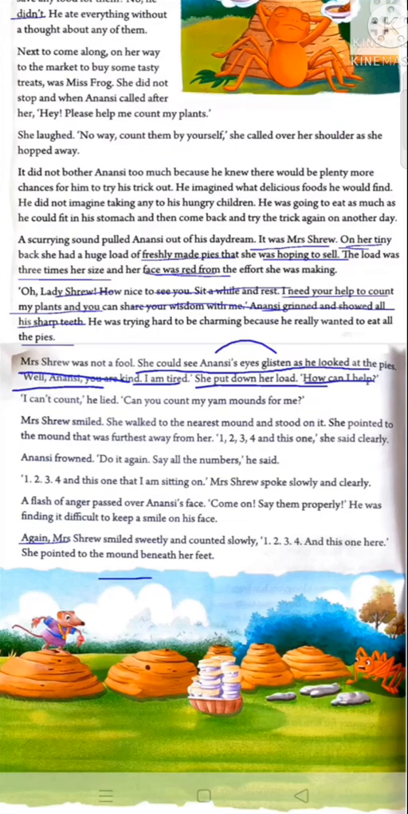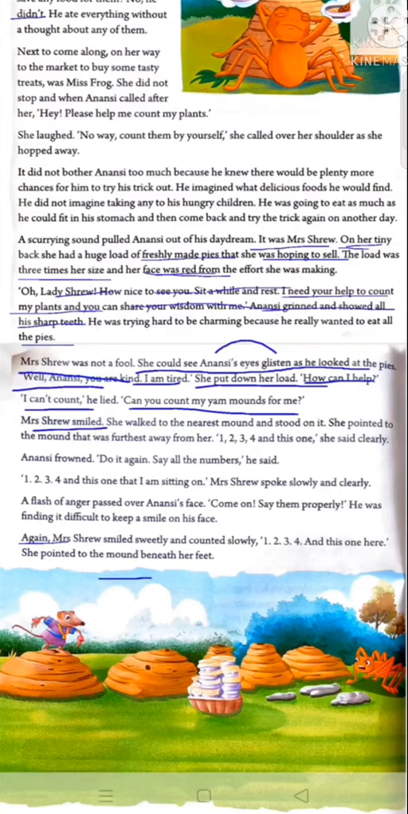Anansi said, "I can't count." He lied. "Can you count my yam mounds for me?" So here Anansi is saying a false statement once again. Anansi is saying that he can't count, and he is asking Shrew to help count the mounds for Anansi. As you know, these are not yams, these are earth mounds, only mud. And Mrs. Shrew smiled by hearing this.